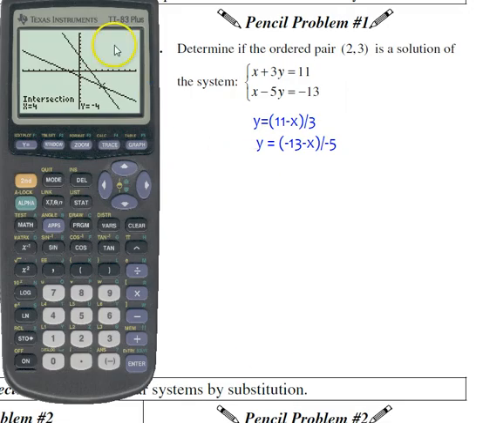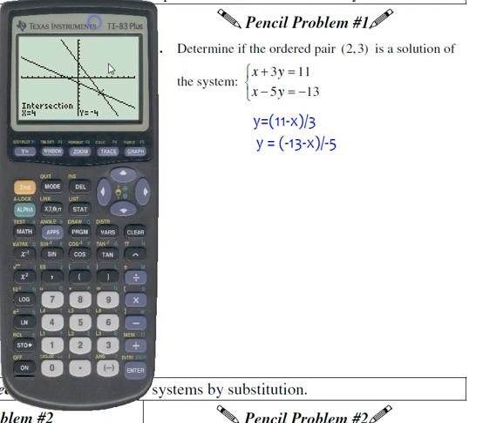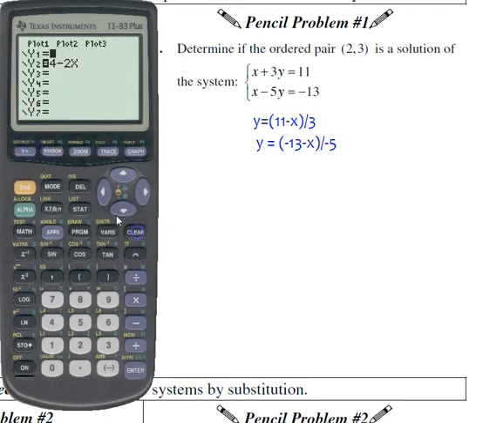Now I have to go ahead and check the second problem here. I'm going to clear this. I'm trying to see if (2, 3) is a solution. In other words, I'm trying to see if the point (2, 3) is a point of intersection. So how do I do it? I'm going to put it in the calculator. But remember, you have to first find y by itself.